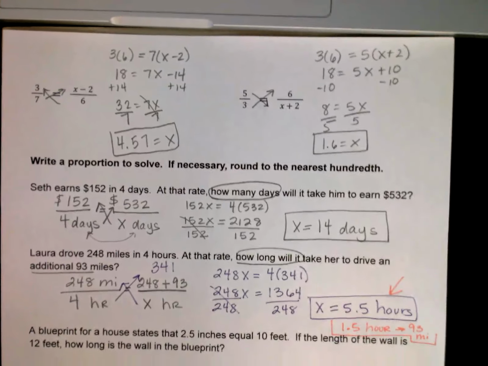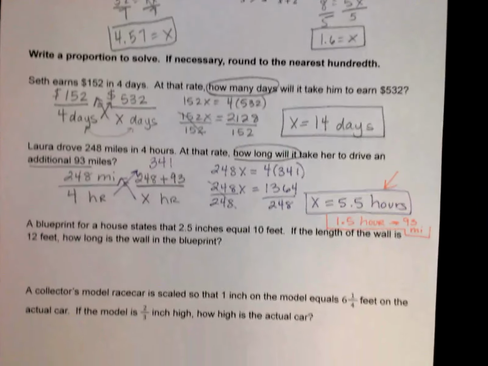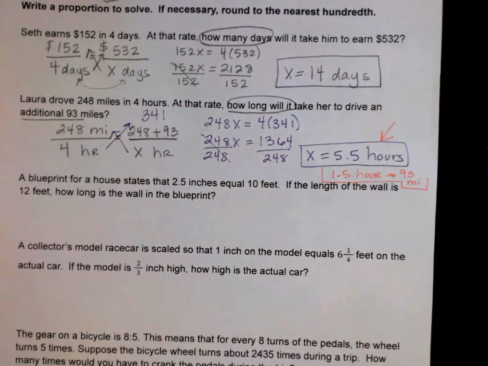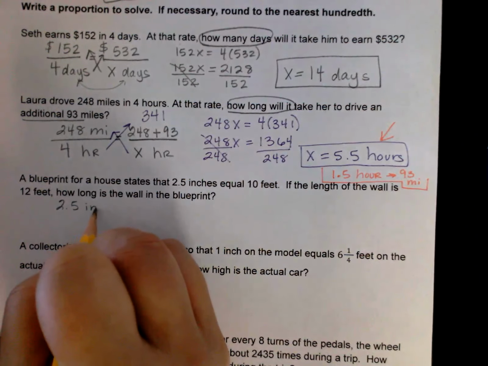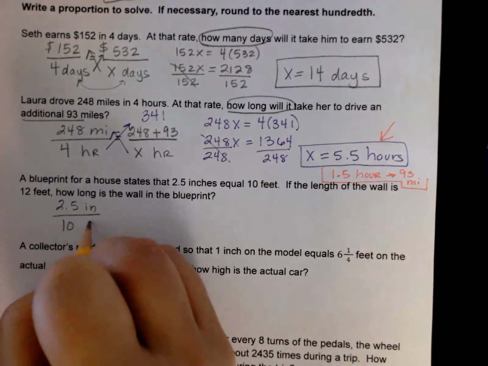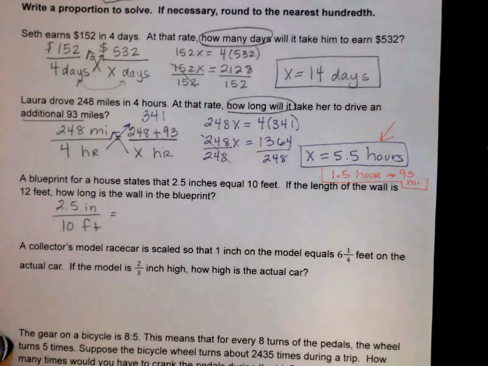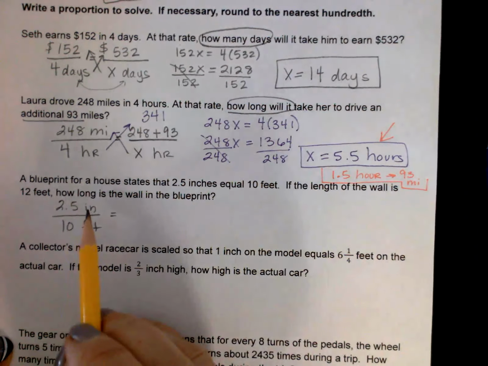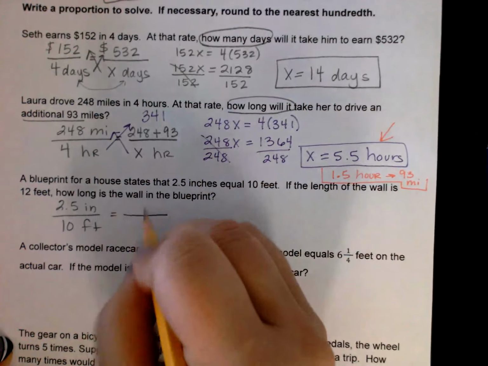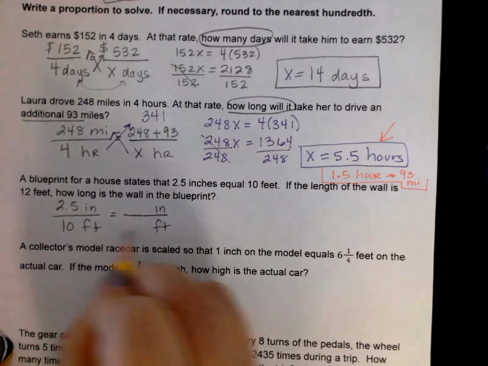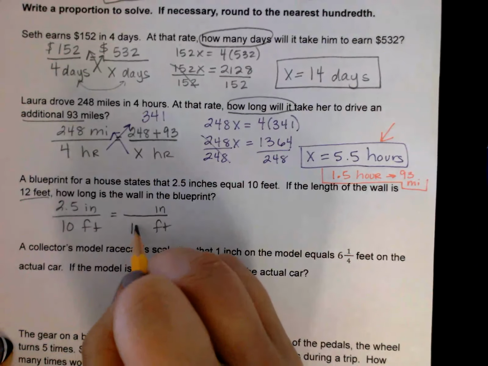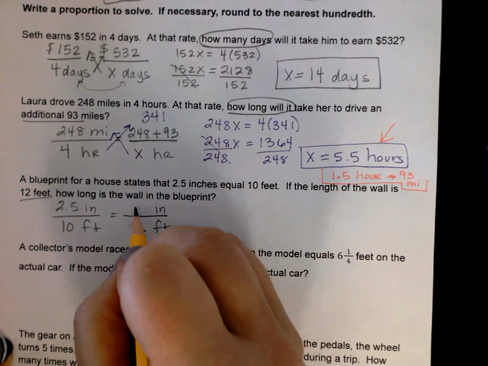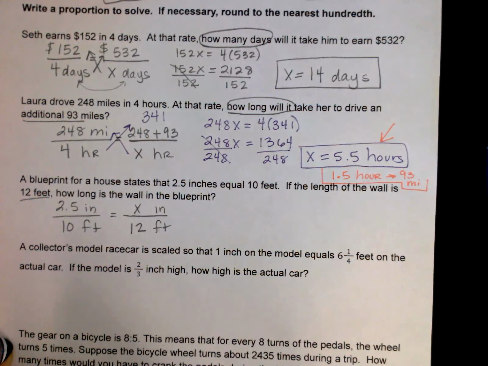Now we're going to talk about blueprints in a house. I think many of you have heard of them. And so in this blueprint, it says every 2.5 inches equals 10 feet. Again, I could have put feet in the numerator, inches in the denominator. That does not matter, as long as when I write my second proportion or my second ratio, I have the units aligned. If the length of the wall is 12 feet, so the 12 would go here, how long is the wall on the blueprint? Again, I don't know.